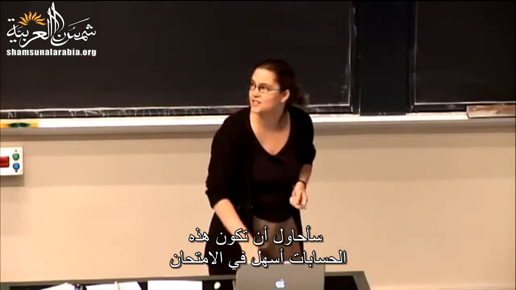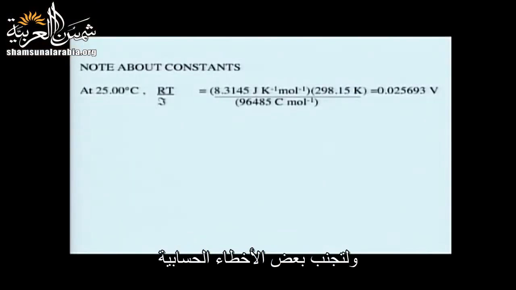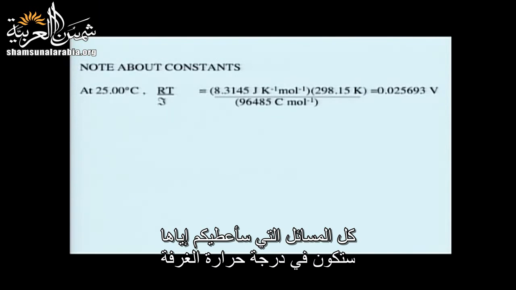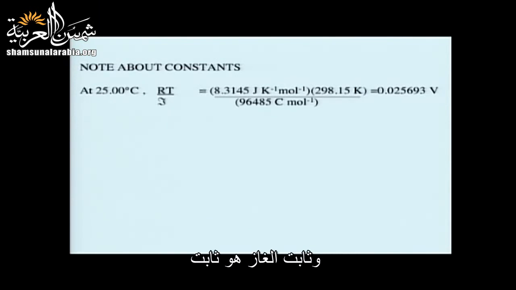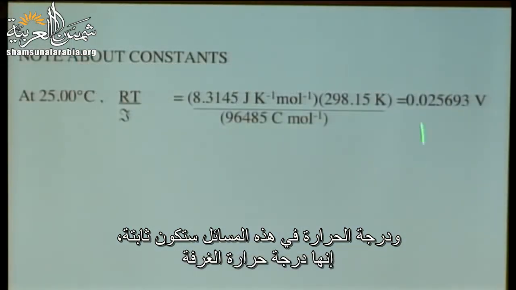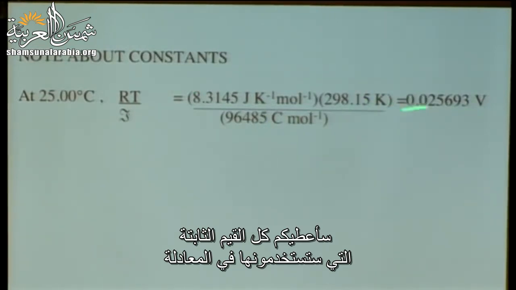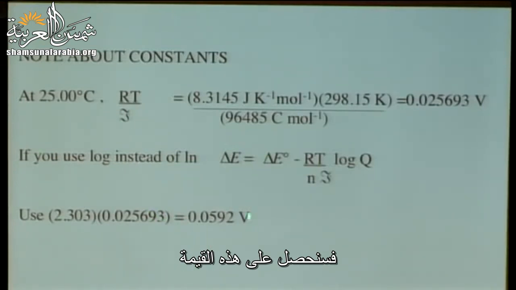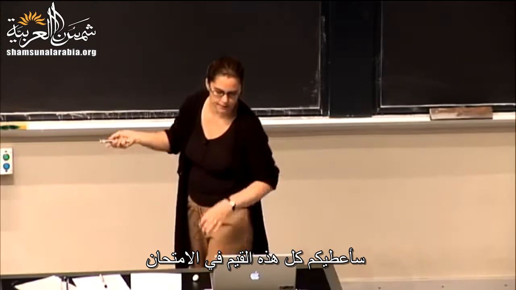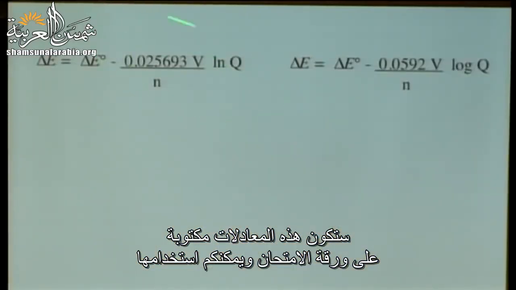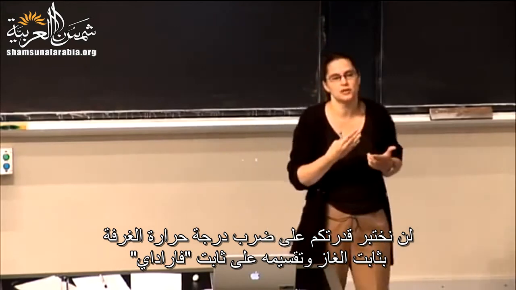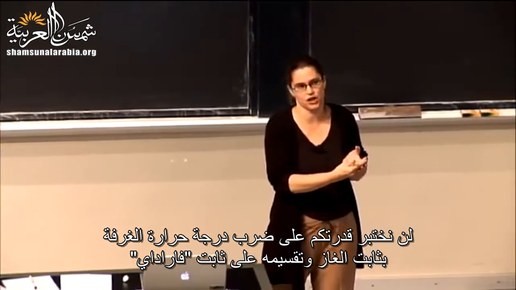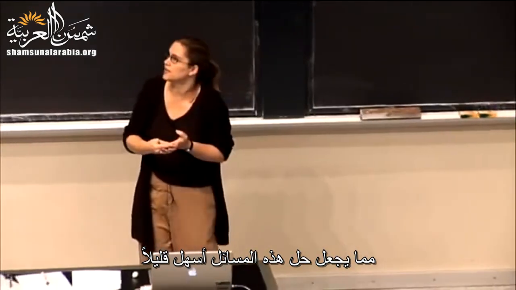All right, but I'm going to try to make it easier for you on an exam and avoid some math mistakes. All the problems I'm going to give you are at room temperature. And so the gas constant is a constant. Temperature for these problems is going to be a constant, always room temperature. Faraday's constant is a constant. So I'm going to give you the value that they all add up to. And if you use log instead of natural log, there's this value as well. So these will be given to you on an exam. So you'll see these equations on the exam as well, and you can use them. So this is for natural log. This is for log. So we are not going to test your ability to multiply room temperature times the gas constant divided by Faraday's constant. So that's going to make it a little easier in doing these problems.